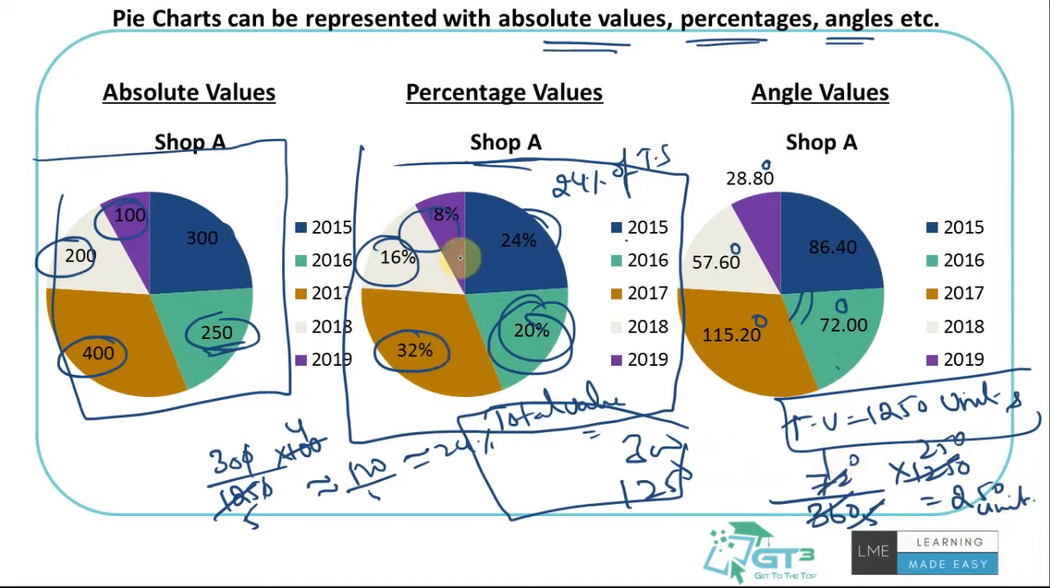Right, same as how I will do for percentage. I know 20%, 20 by 100 into total units, 1250. 2 ones are 2, 2 fives are 10, so it gives me the total as 250 units. The same I do with the angles also. 72 degrees out of 360 degrees. For 20% out of 100, that's why it is 20 by 100. This is 72 by 360. That is how I calculate.